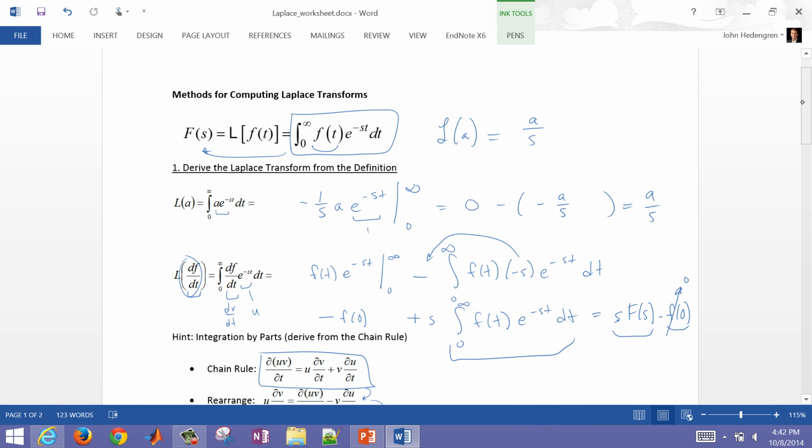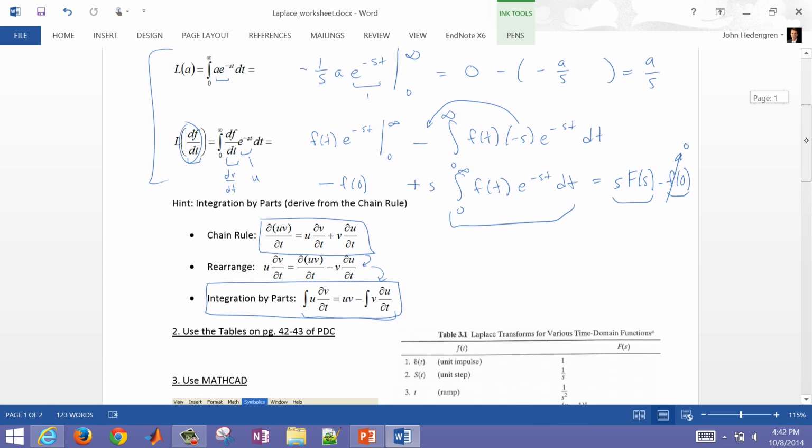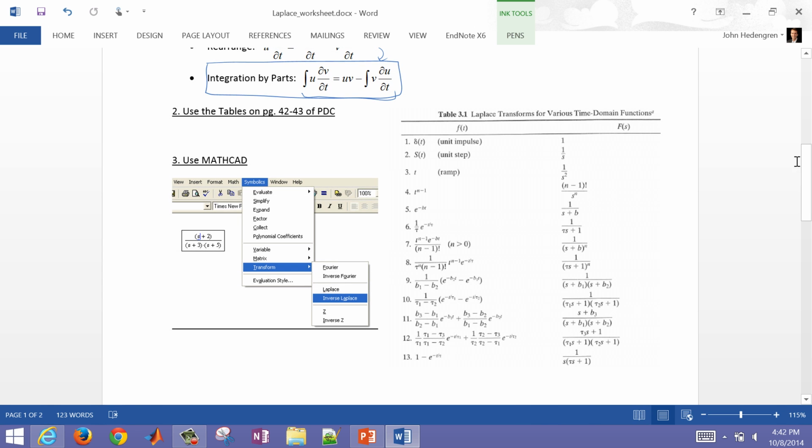Those are just two examples of deriving this, and we don't necessarily want to integrate these all the time, or sometimes they're difficult to remember. So we do have some Laplace tables. This is the time domain, and this is the Laplace domain, and so we can go back and forth. A couple of them that are common are going to be 2, 3, and 13. We're going to use these commonly in this class, and this is table 3.1 on pages 42, 43 of your Process Dynamics and Control.